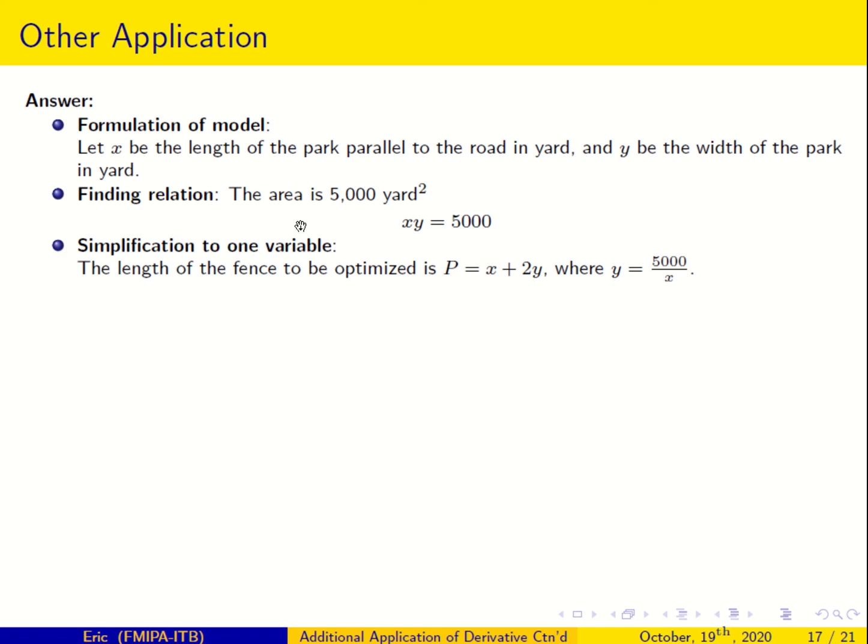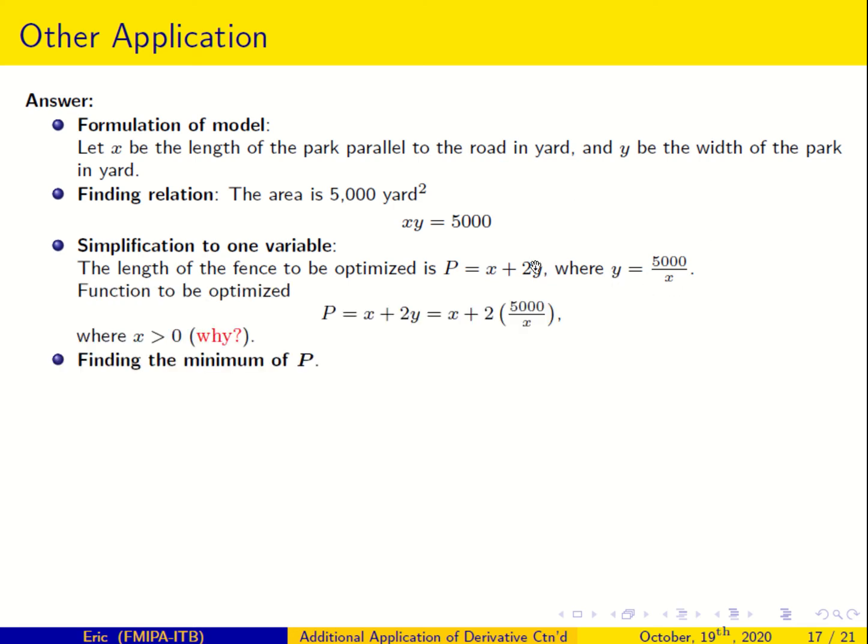And I can simplify this into one variable, because I have y equals 5,000 over x, and I want to minimize the length of the fence. That is P equals x plus 2y. Don't forget y twice because the bottom is not included. So I have x plus 2y instead of 2x plus 2y. And y is this, I can substitute this. So I want to minimize this.